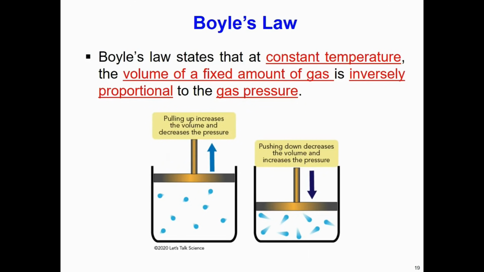So Boyle's law states that at constant temperature, the volume of a fixed amount of gas is inversely proportional to the gas pressure, meaning that when the volume of container decreases, therefore the pressure will increase. So the same goes the other way around. When the volume of the container decreases, the pressure of the gas inside the container will increase.